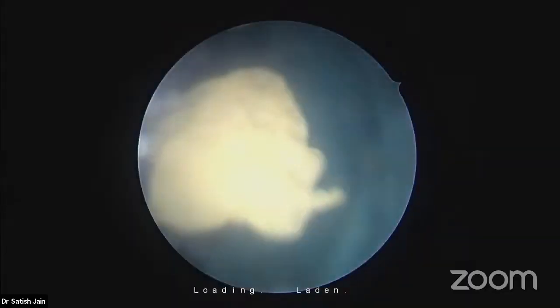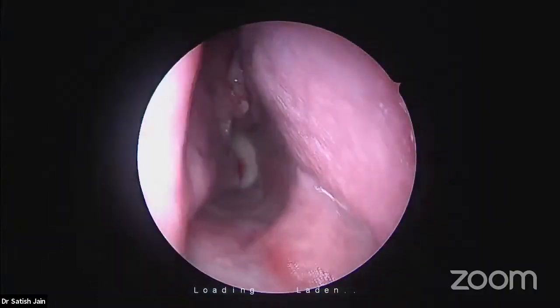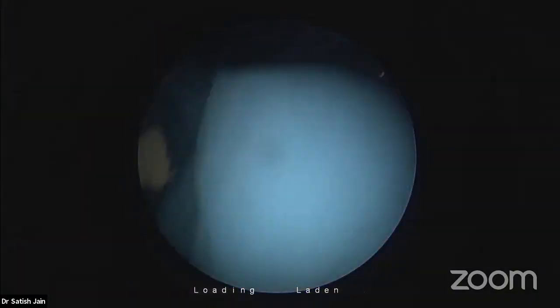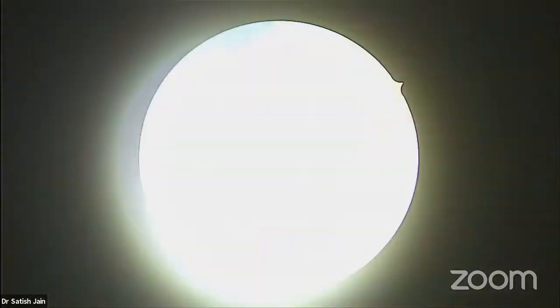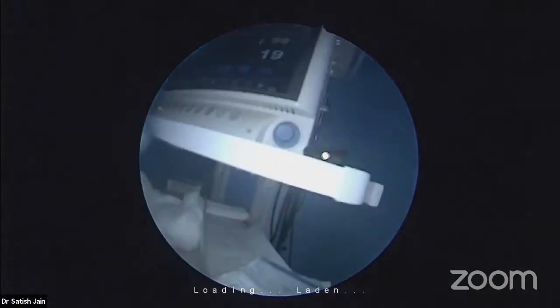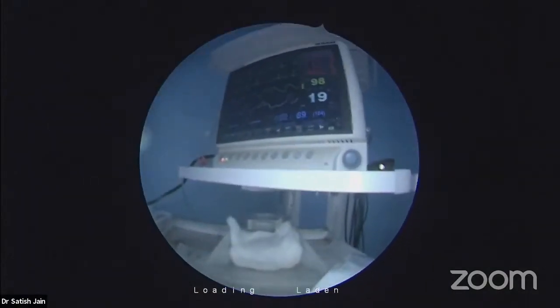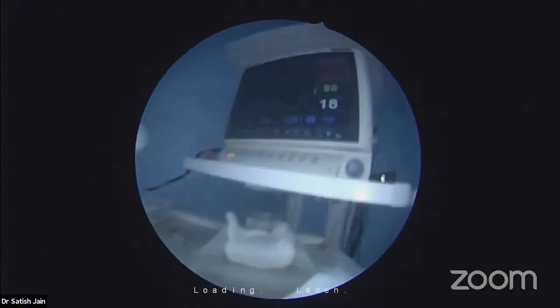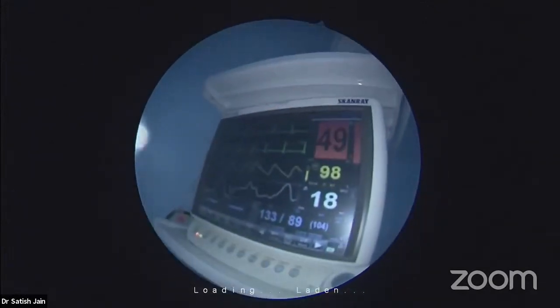Sir, what about the heart rate? Would you like to comment something upon that? Yes, let me tell you about our monitor. We never believe in hypotensive anesthesia. Always normotensive. We don't want to put our patient at risk. If you see our monitor, our blood pressure is 133/89. Mean blood pressure 104. No question of hypotension, but look at the pulse.